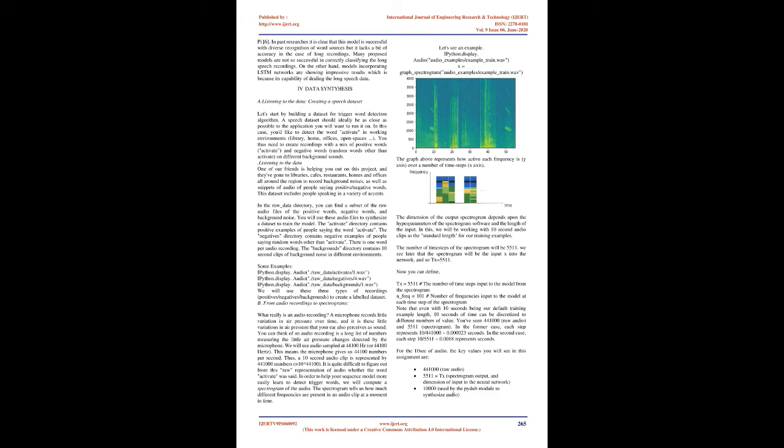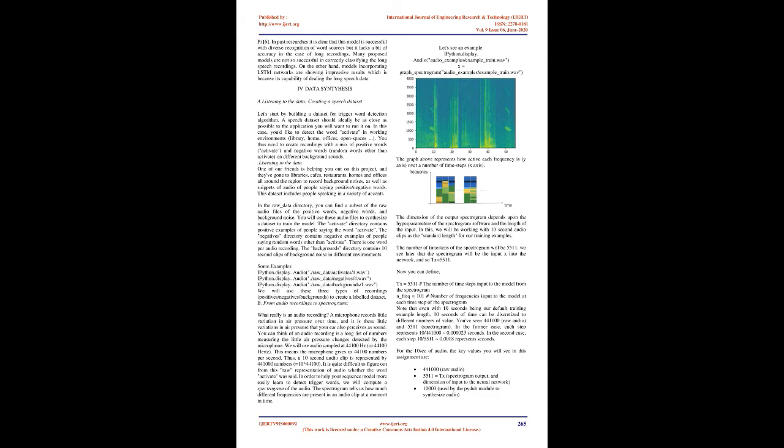B. From audio recordings to spectrograms. What really is an audio recording? A microphone records little variations in air pressure over time, and it is these little variations in air pressure that your ear also perceives as sound. You can think of an audio recording as a long list of numbers measuring the little air pressure changes detected by the microphone. We will use audio sampled at 44,100 Hz. This means the microphone gives us 44,100 numbers per second. Thus, a 10-second audio clip is represented by 441,000 numbers, equal to 10*44100.